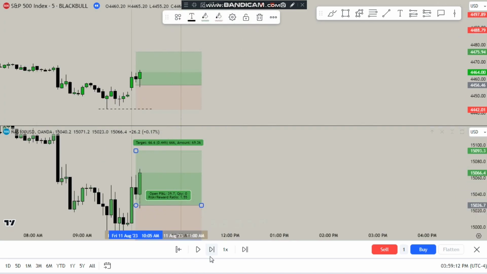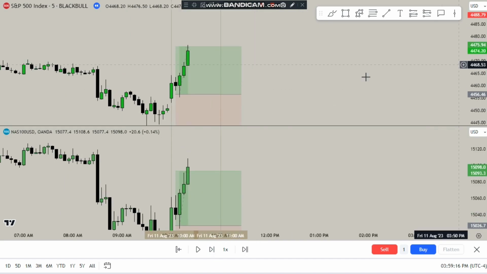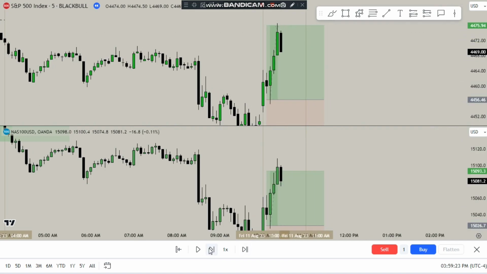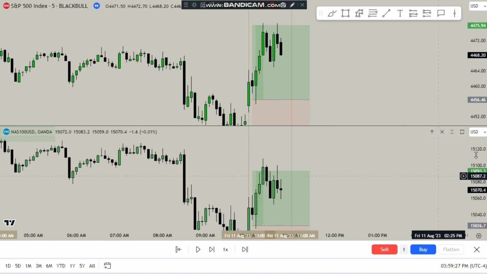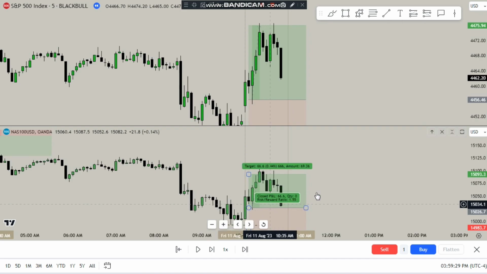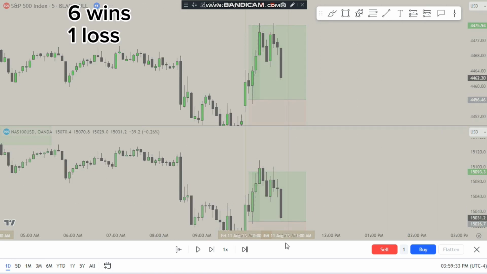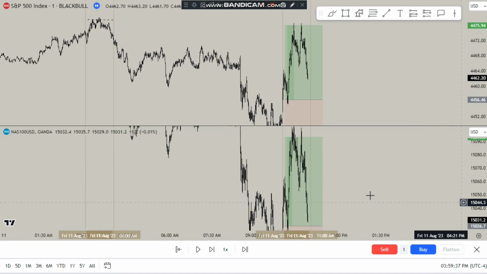So let's see what happened. Okay, so you can see that in both cases it reached the target, okay. You entered here and we got our target, and then boom, went down. So again, you got this winning trade. It depends upon your risk management. You should target these 10 to 20 handles, and that's enough for you guys.